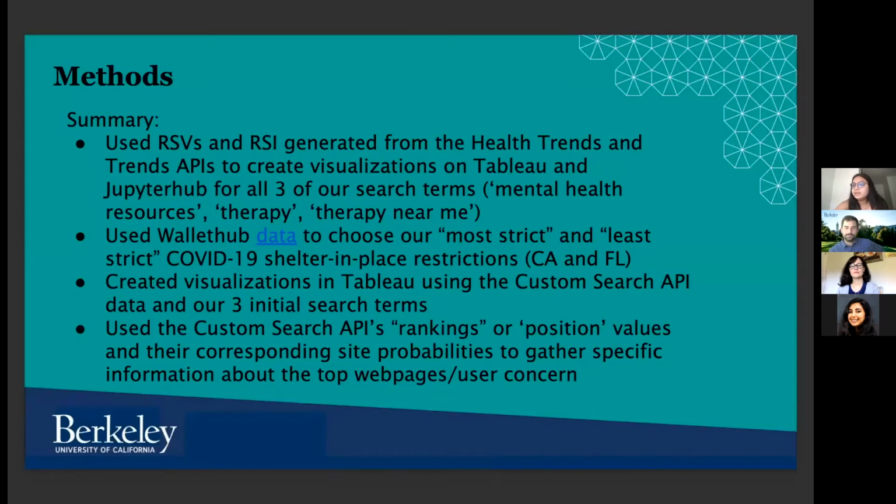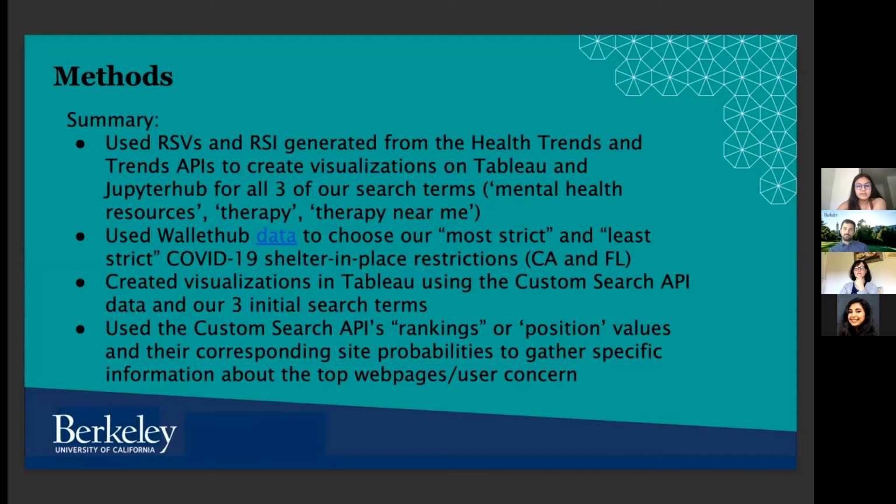Just a broad overview of our methods. We used RSVs and RSI generated from the Health Trends and Trends API, the Google Trends API, to create visualizations on Tableau and Jupyter Hub for all three of our search terms. And these search terms were mental health resources, therapy, and therapy near me.